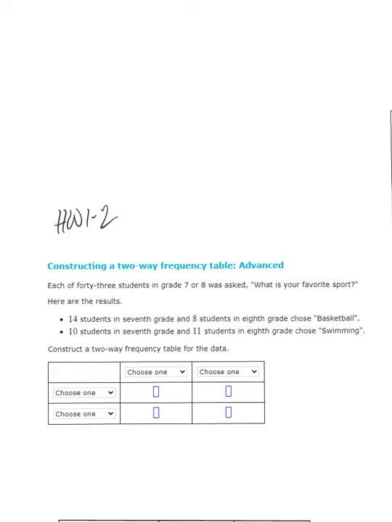14 students in 7th grade and 8 students in 8th grade chose basketball. 10 students in 7th and 11 students in 8th chose swimming. So then you're going to have a situation below where you've got to set up the table. These little things here will be drop down tabs where you're going to have to set up the table. So we've got 7th and 8th graders, and we got basketball players and swimmers.